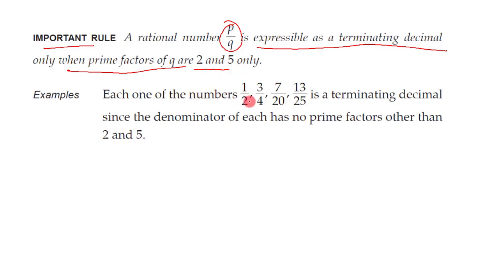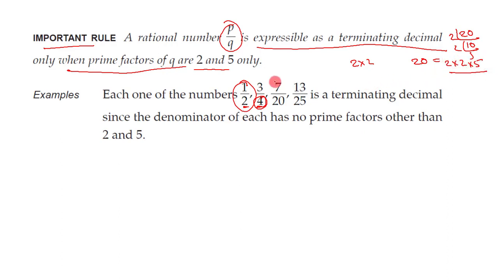If you observe 1 by 2, the denominator is 2, whose prime factor is 2 only. So it is a terminating decimal. For 3 by 4, the prime factorization of 4 is 2 into 2. So it is a terminating decimal. If you take 20, what is the prime factorization of 20? 2 twos and 5. That means this contains 2 and 5 only.